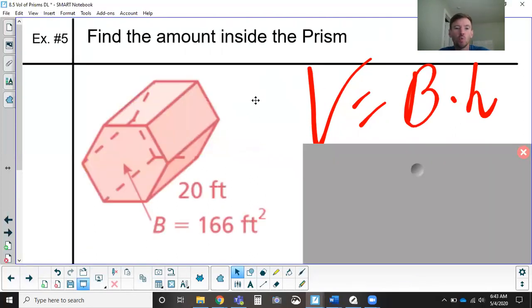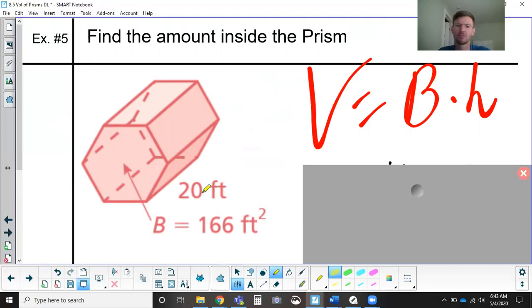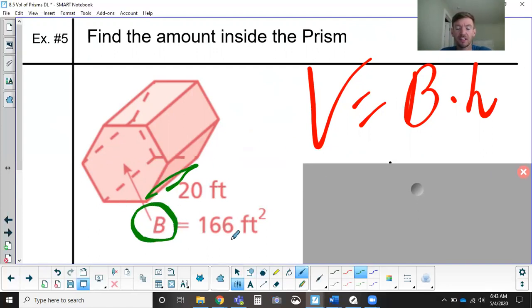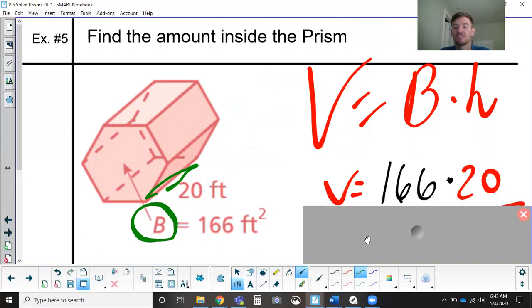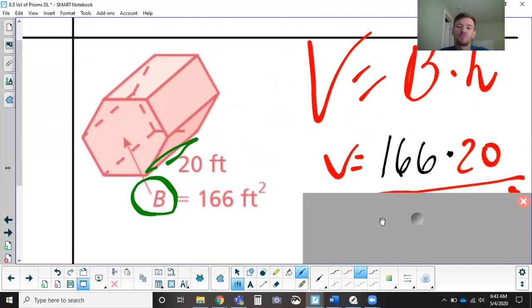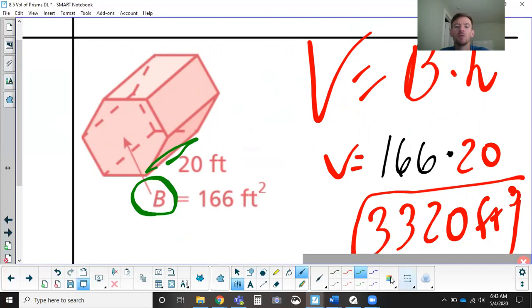Big B times H, volume. I wonder what the big B is. Well, first of all, it's laying on its side, which is okay. 20 is the height. Now, what's the area of the base? They're telling you the area of the base is 166. 166 times 20 is 3320. I don't divide by 2, it's not a triangle.